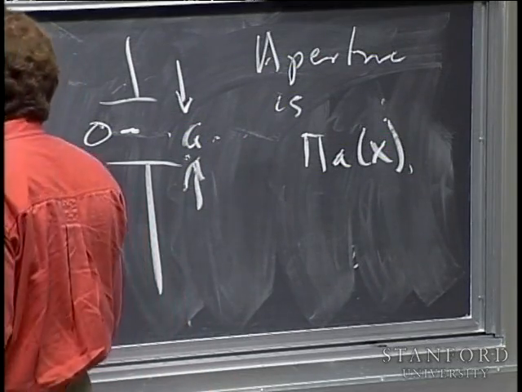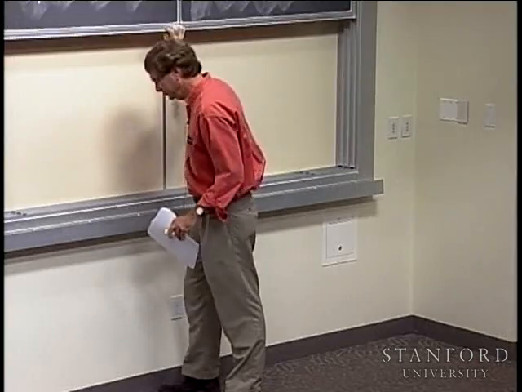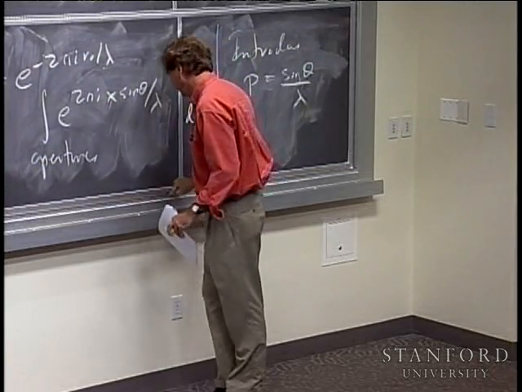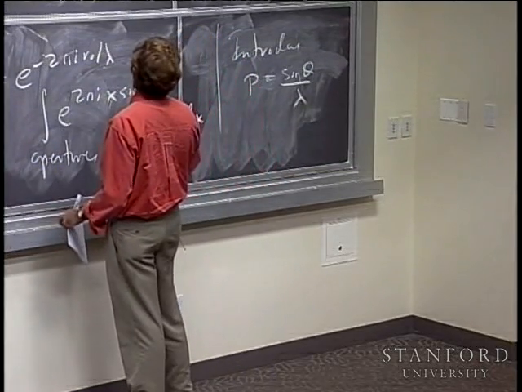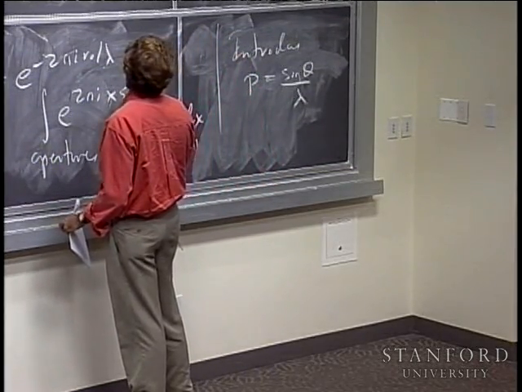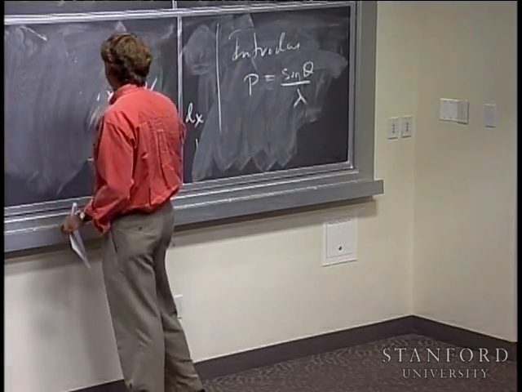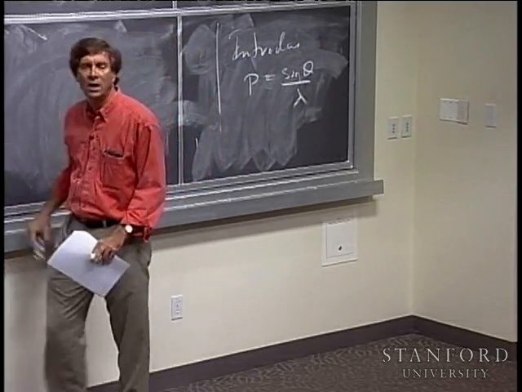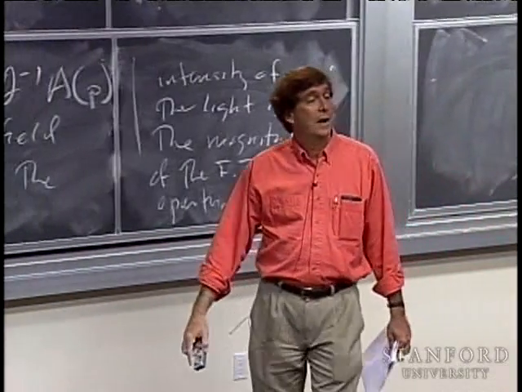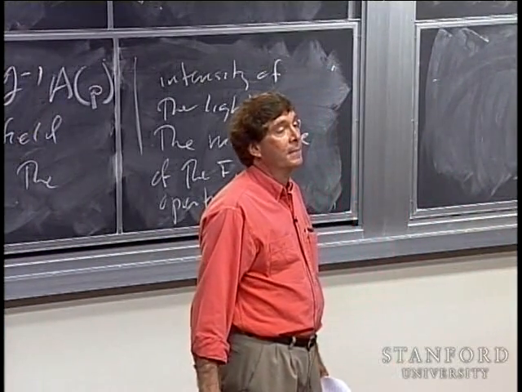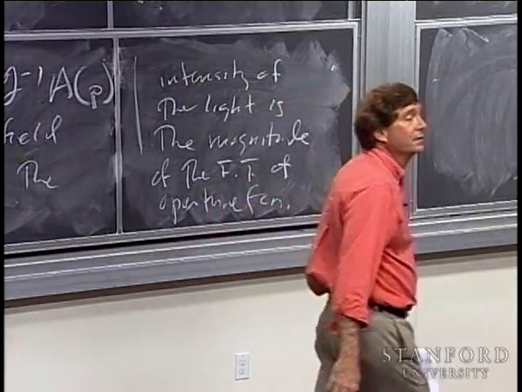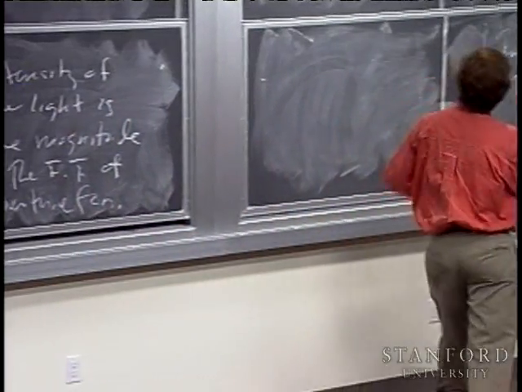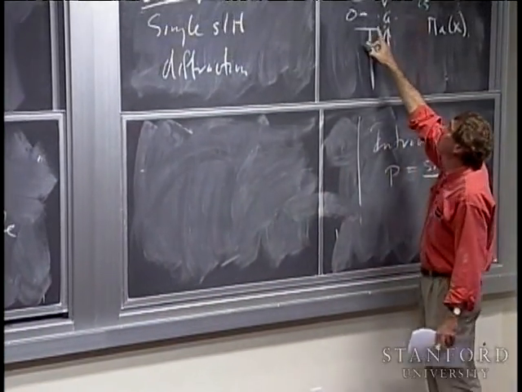So what do you see on the image plane? Sorry? Not 1 minus? No, it's 1. The rectangle function is 1 on the aperture and 0 off the aperture. So pi is 1 when x is between minus a over 2 and a over 2, and it's 0 outside that.